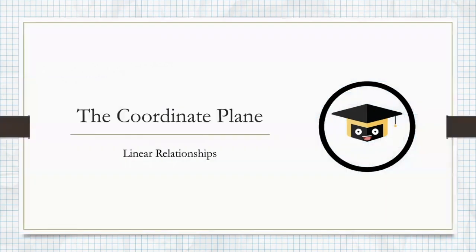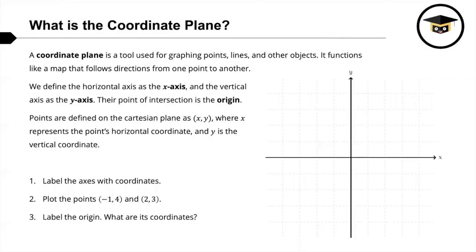So let's talk about the coordinate plane. What is the coordinate plane, you may ask? Well, a coordinate plane is a tool used for graphing points, lines, and other objects. It sort of functions like a map that follows directions from one point to another. Now, as you can see, we have a coordinate plane here. We have an x-axis, which is horizontally placed. So you can see this line here, horizontal x-axis. And we have our y-axis, which is vertically placed.